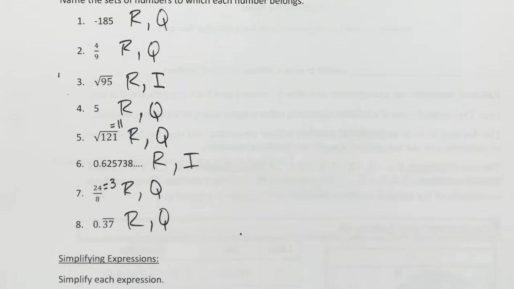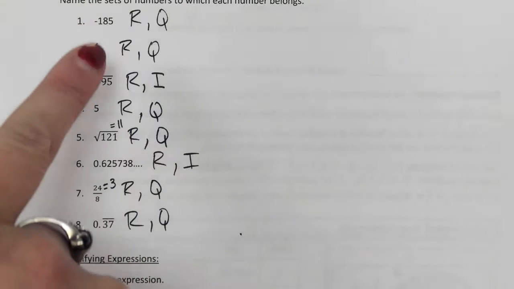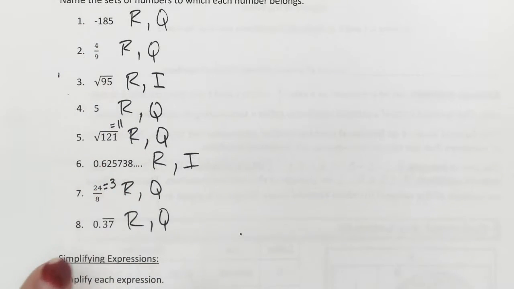Do you see how I'm working these out? If you at least put an R by every single number on a test, that at least gets you half a point. Gets you something, okay? All right, let's flip back over.